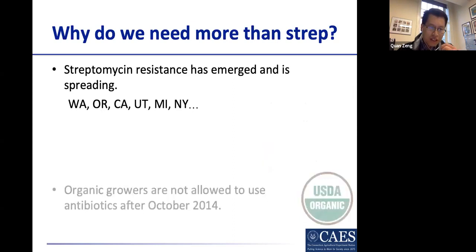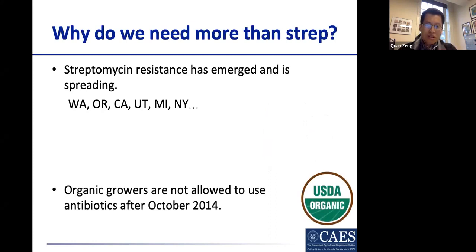The second motivation is for our organic growers, who cannot use any antibiotics after October 2014. So what can we tell them? How can they grow apples organically? Especially in the Eastern United States, things are very challenging. So this would be a good option for those growers as well.